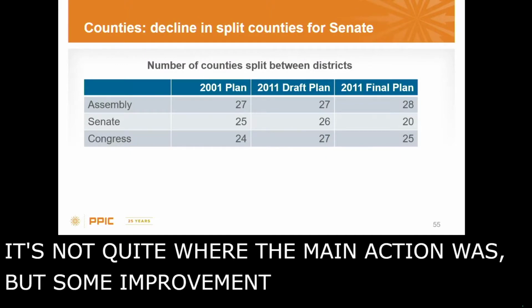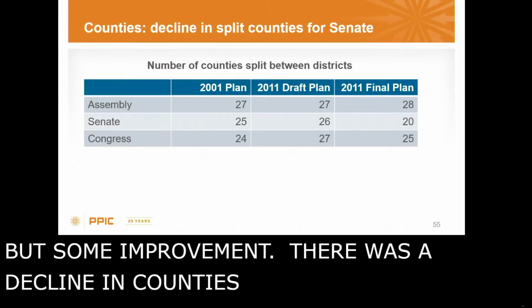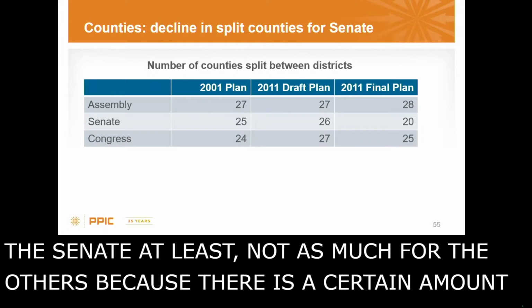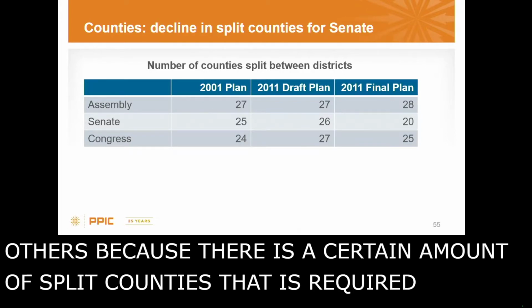There was a decline in counties that were split for the Senate, at least. Not as much for the others. Again, because a certain number of split counties is required in order to meet the equal population requirement. And I think that people don't quite understand that sometimes.